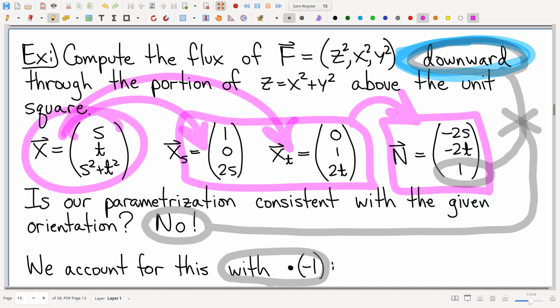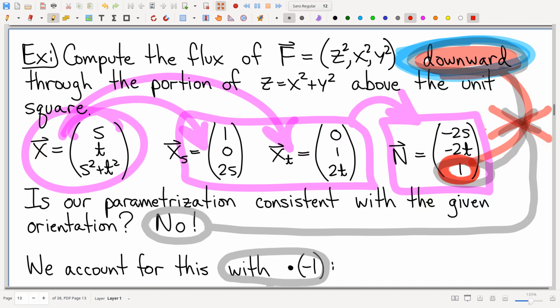And check it out. My normal vector here pretty clearly has a positive third coordinate. That means that this normal vector is pointing somewhat upward. Not exactly, right? These other coordinates aren't zeros. It's not exactly upward, but there is no reasonable sense in which you could view this orientation as being downward. But it was supposed to be downward. So I parameterized wrong. Does everybody see that?